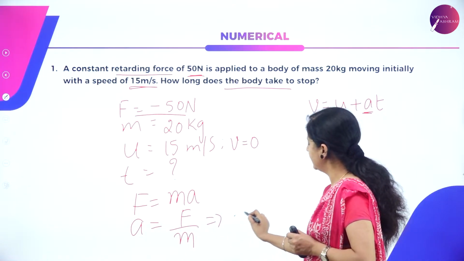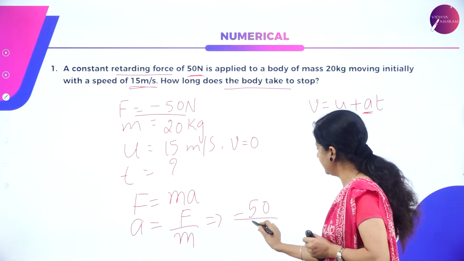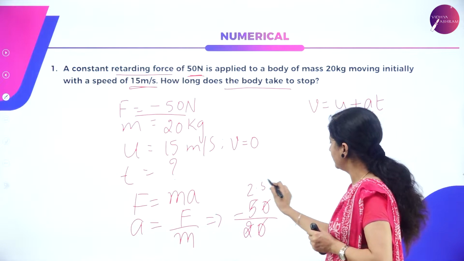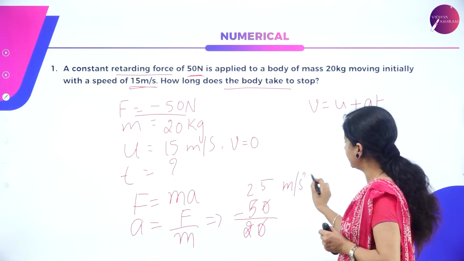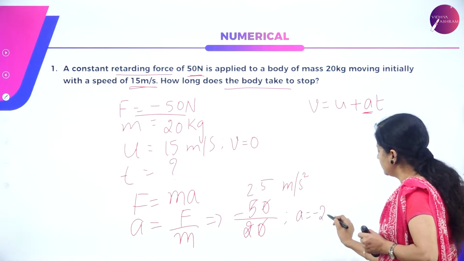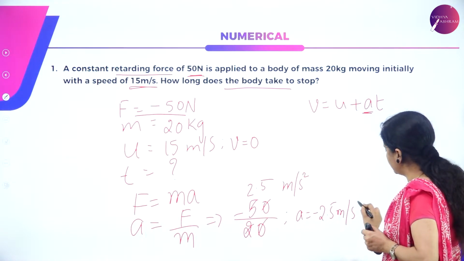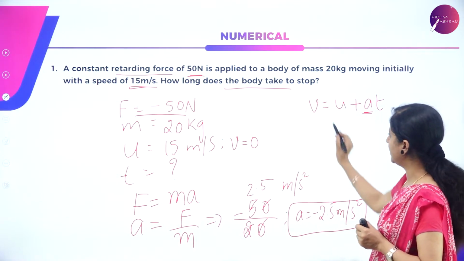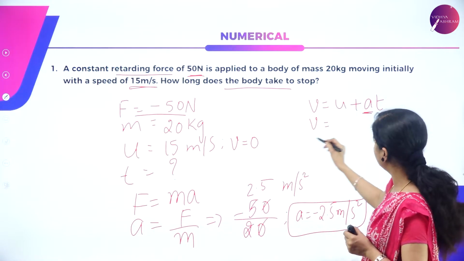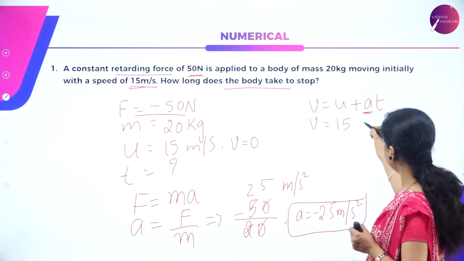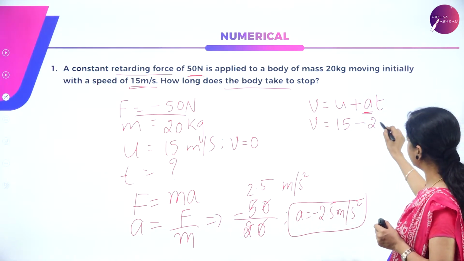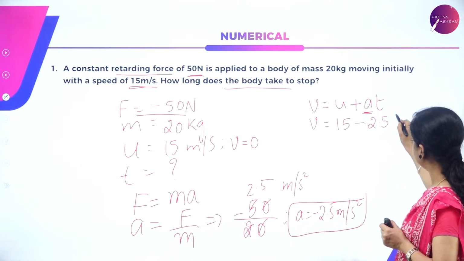So what is f? It is minus 50 and m is 20. So we will get the answer as 2.5 meter per second square. The value of acceleration is minus 2.5 meter per second square. So let us substitute the value of a in this expression. We get v is equal to, what is u? That is 15 meter per second plus at, but a is minus 2.5. So I can write it as minus 2.5 t.